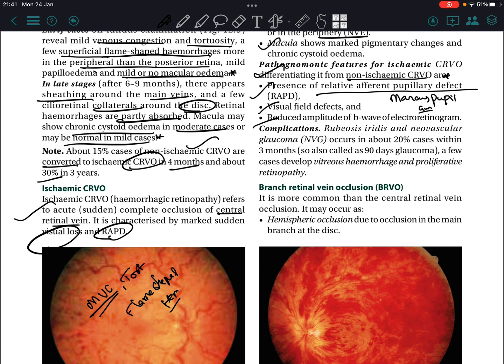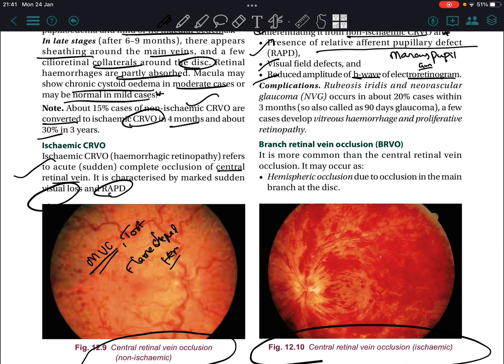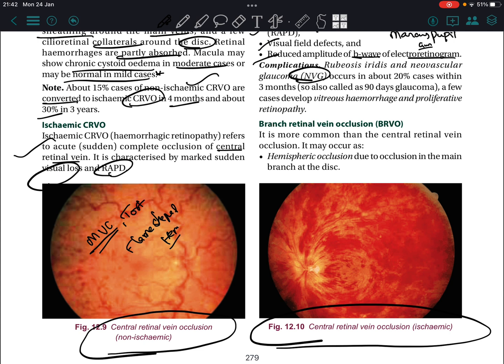Visual field defects and reduced amplitude of the B wave of electroretinogram. Complications: rubeosis iridis and neovascular glaucoma occur in 20% of cases within 3 months. A few cases develop vitreous hemorrhage and proliferative retinopathy.